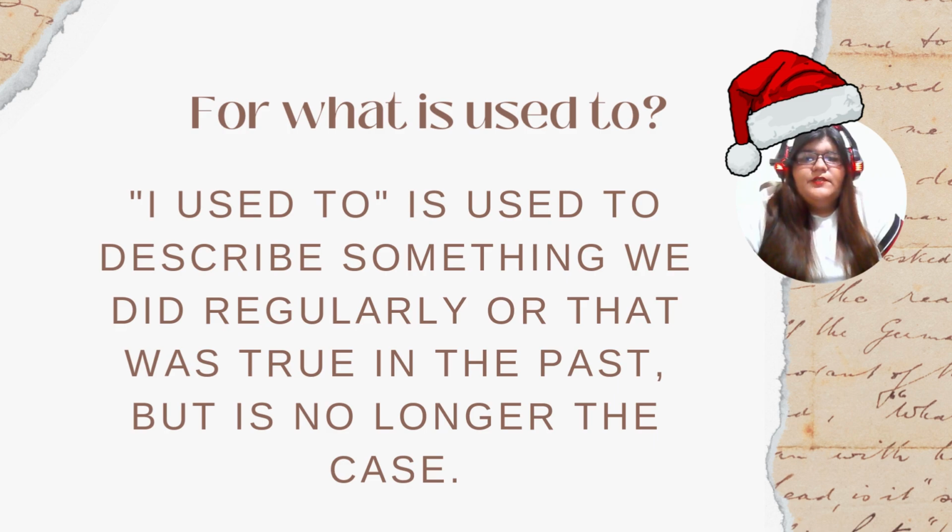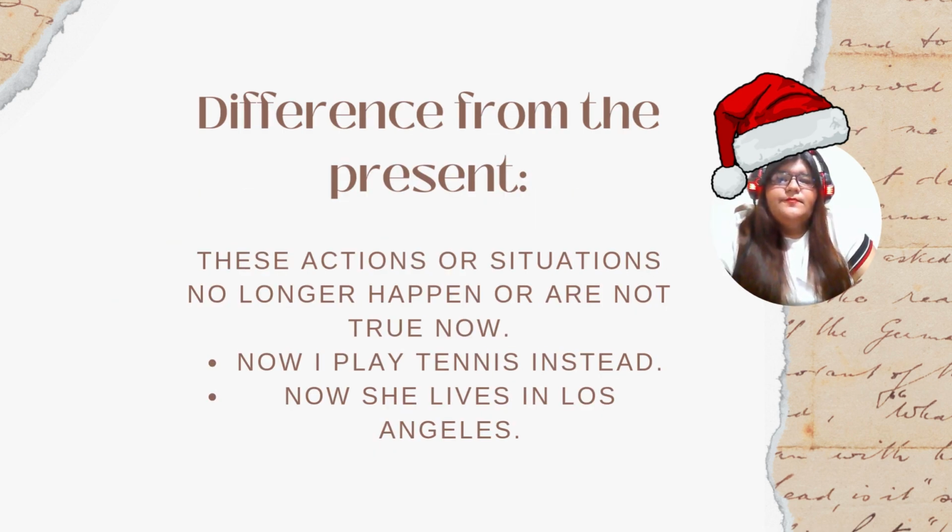So you must be wondering what it's used for, and the answer is simple. I used to is used to describe something we did regularly or that was true in the past, but is no longer the case. Difference from the present: these actions or situations no longer happen or are not true now. Now I play tennis instead. Now she lives in Los Angeles.